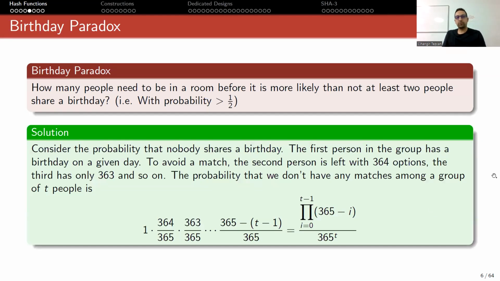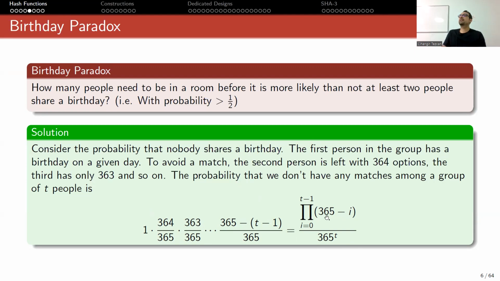So consider the probability that nobody shares a birthday. The first person in the group has a birthday on a given day and they don't share it with anybody, so this has probability 1. You put the second person in the room. In order for them to not share the birthday, the second person should have a different birthday than this one, so you subtract 1 day from the year. The third person shouldn't share their birthday with this person and this person, so you have to multiply this. So when there are 3 people in the room, this is the probability that none of them shares a birthday, okay?